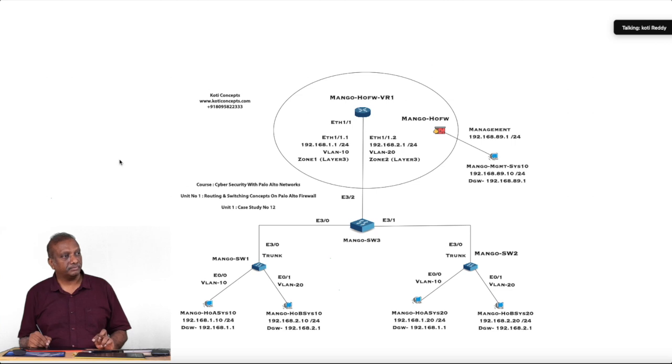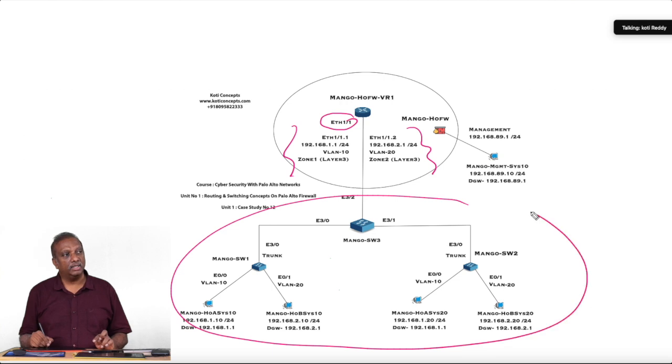the layer 3 sub-interfaces. Layer 3 sub-interface. Here all these three are Cisco switches and they are directly connected to what? The Palo Alto firewall router. So when the tag is 10, right? Tag will be 20 here. Received by whom? Ethernet 1/1 sub-interface, 1/2 sub-interface.